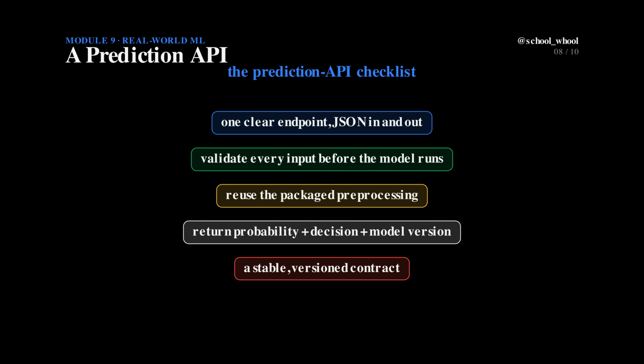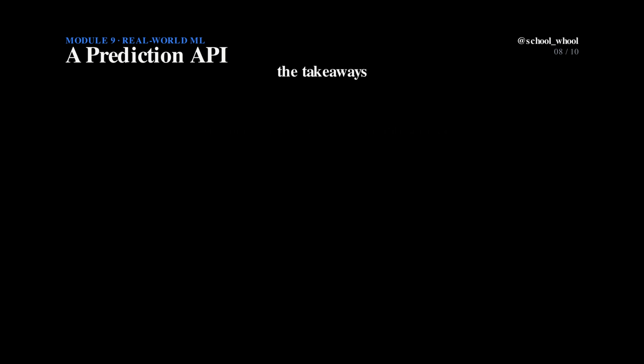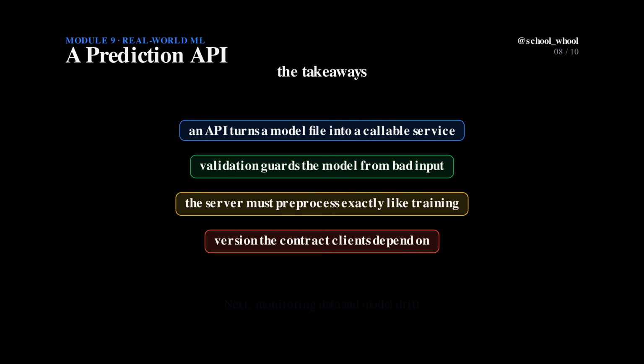To recap, an API turns a model file into a service that anything can call. Validation guards the model from bad input. The server must pre-process exactly the way training did. And you version the contract that clients depend on. Your model is now live and callable. But a model in production doesn't stay accurate forever. The world changes underneath it. Next, we'll learn to watch for that. Data and model drift.